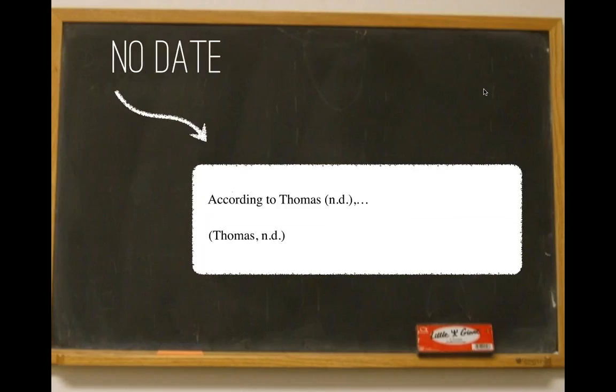Sometimes you won't have a date for when it was published, and when that happens, you use the abbreviation ND, which means no date. Again, this is a signal to your instructor. It's a signal to your audience that you know that you're supposed to look for that publication date, but it doesn't exist in this case.